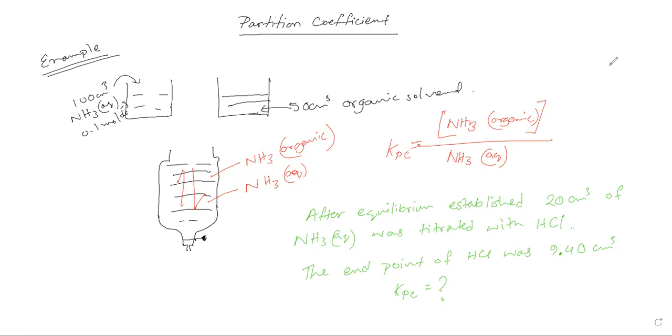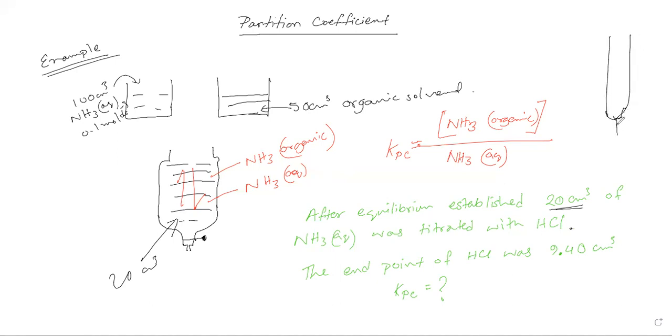into a titration process, and over there 20 cm cube of ammonia was titrated with HCl. So that means 20 cm cube of sample from this overall solution was taken and titrated with the HCl. Now HCl was taken in the burette.